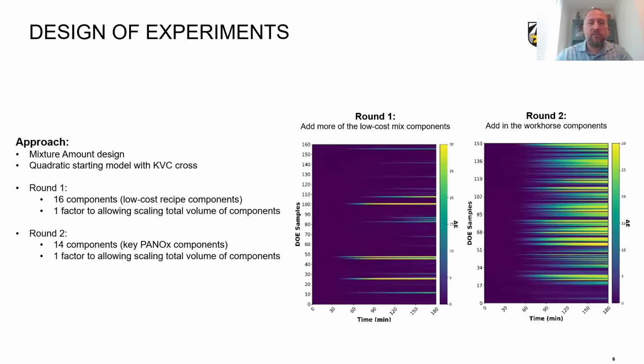Our approach was to use design of experiments. In JMP, we built a mixture amount design using a quadratic model and a KVC cross. For the first round, we looked at 16 components from the low-cost mix, just to see if maybe adding more of some combination of them would recover activity. We found that some combinations do provide more than zero activity at least, right? If you look at this heat map, the yellow color indicates increased activity, but only in a few cases, and it wasn't sufficient to converge the model in JMP to be able to predict optimal formulations.